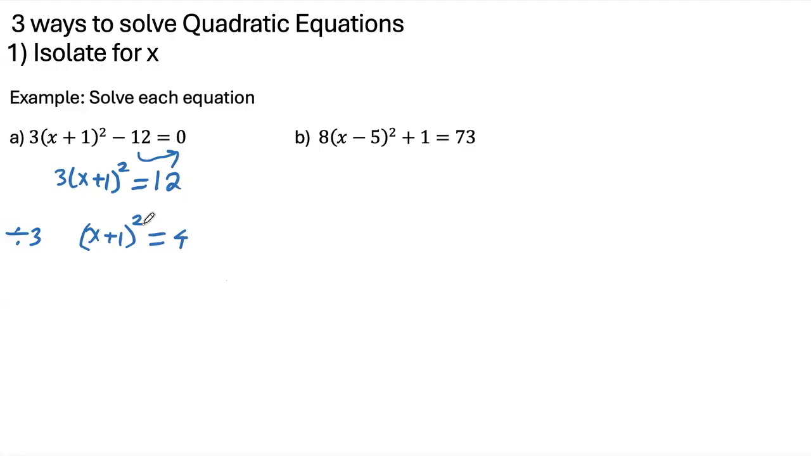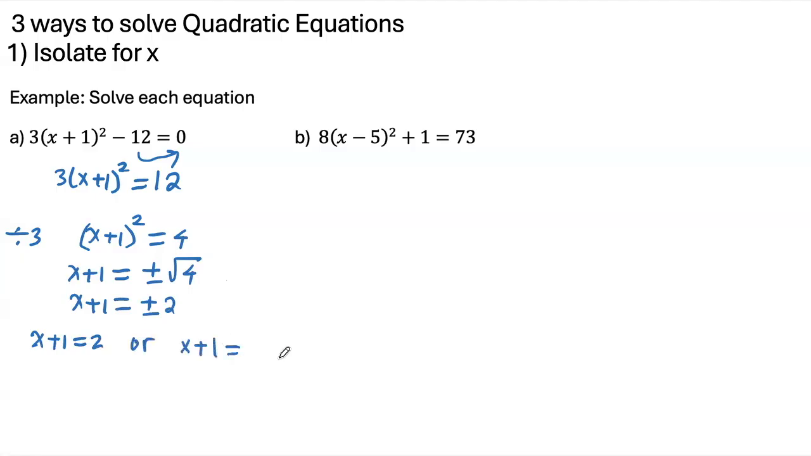Now I want to undo the square. I want to get rid of the square by doing a square root. Anytime you go from a square to a square root, you get two possible answers. So I have to write plus or minus the square root of 4. Simplifying, we have x plus 1 is equal to plus or minus the square root of 4, which is a 2. Now I get to solve two separate equations. So x plus 1 is equal to 2, or it could be that x plus 1 is equal to negative 2.